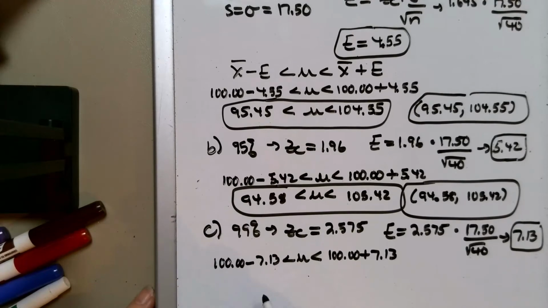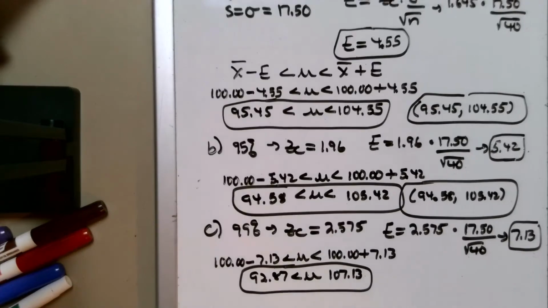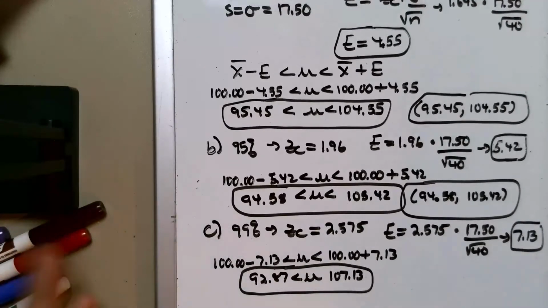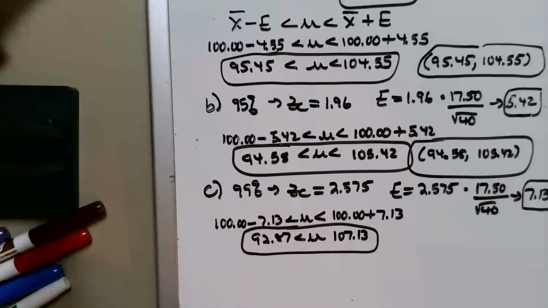So if we do this subtraction, we're going to get $92.87 less than mu, less than $107.13. That's off by a penny from the answer key, but it kind of depends on how many decimal places you used and how you calculated it. Also, in my stat lab, you have some wiggle room with the answers by a penny or two, I think, so it's okay.